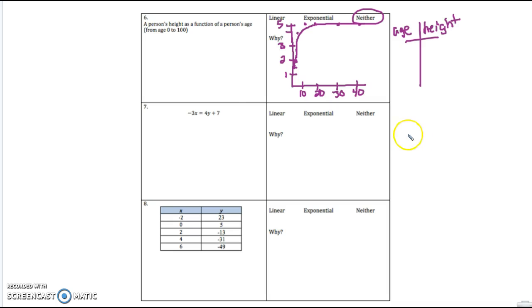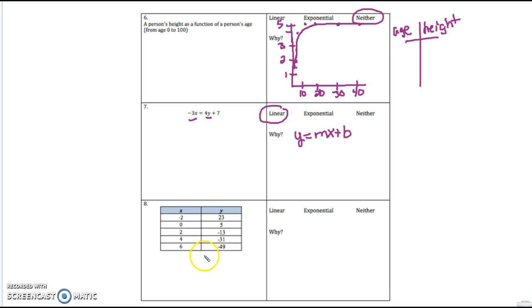Number 7, it's not exactly in the form that we love of y equals mx plus b, but it certainly has one y and one x, so that is going to be linear. It's y equals mx plus b. You can make a table, put this in y equals mx plus b, make a table, draw a graph. Any of that could be your second type of explanation.